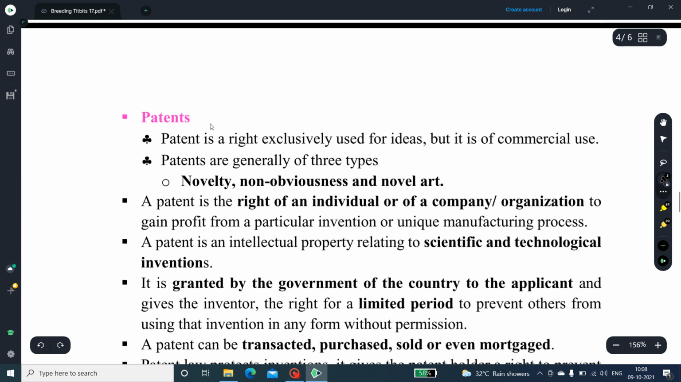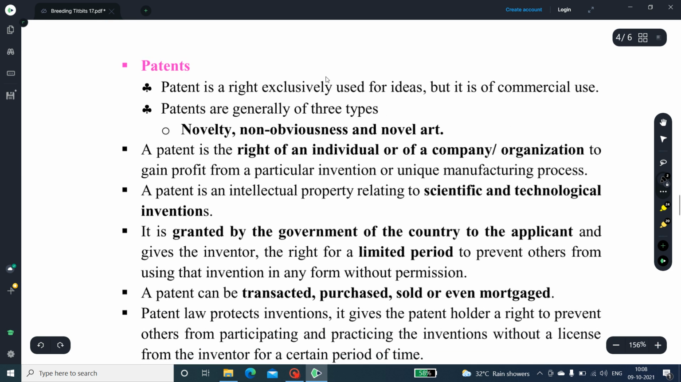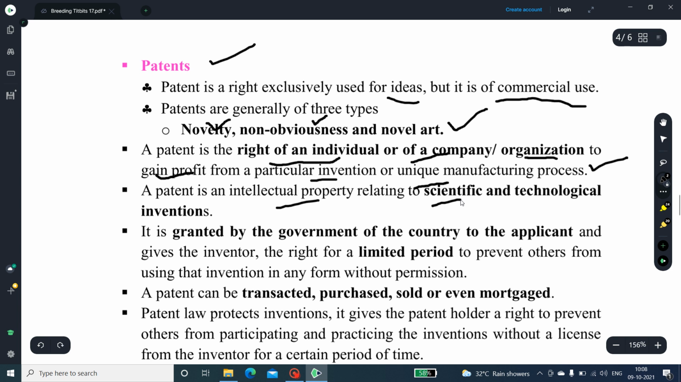And the next one is patents. A patent is a right exclusively used for ideas, but it is of commercial use. Patents are generally judged on three criteria: novelty, non-obviousness, and novel art. A patent is the right of an individual or a company or an organization to gain profit from a particular invention or unique manufacturing process. A patent is also an intellectual property relating to scientific and technological inventions.